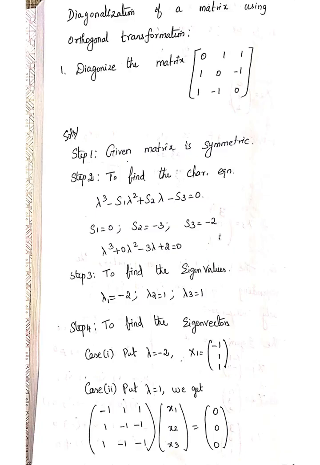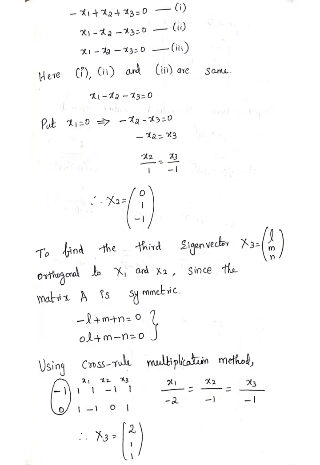Case 2: put lambda equal to 1. We get 3 systems of equations. Here, the 3 equations are the same, so we use the substitute method. Either substitute x1 as 0, or x2 as 0, or x3 as 0. Likewise, we get capital X2 equal to 0, 1, minus 1.